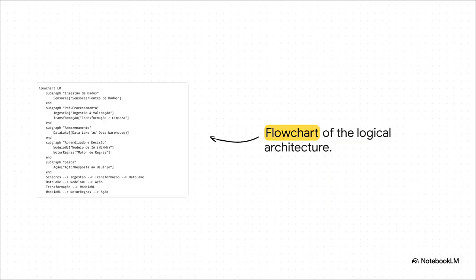When you trace this architecture end-to-end, you can really see how sensors feed directly into those ingestion and transformation layers. That refined data then drops into the data lake, which basically acts as the central brain's memory. That memory powers the AI models and rule engines to drive that final action on the other end. It's just a beautiful, continuous, closed-loop system of intelligence.